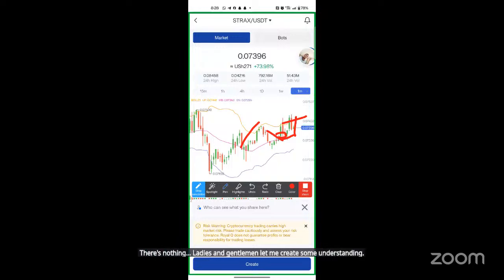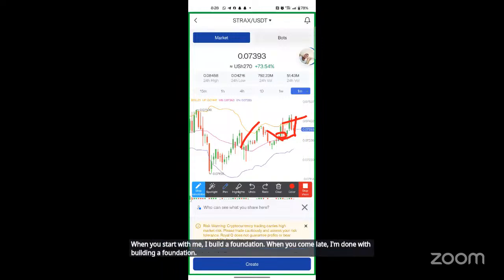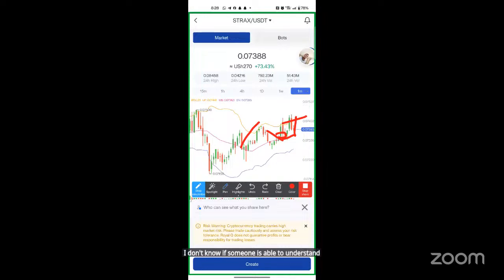Is it important for you to join early? Because when you join these trainings late, you find that I've already built, I don't know if someone is understanding. When you start with me, I build a foundation. When you come late, I'm done with building a foundation. I don't know if someone is able to understand me. Give me a yes.